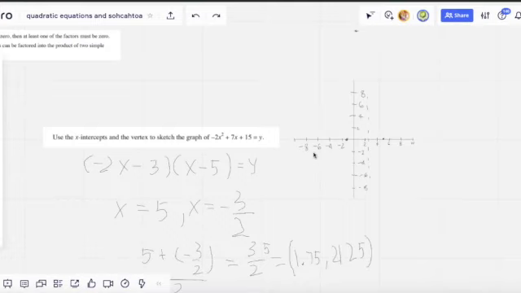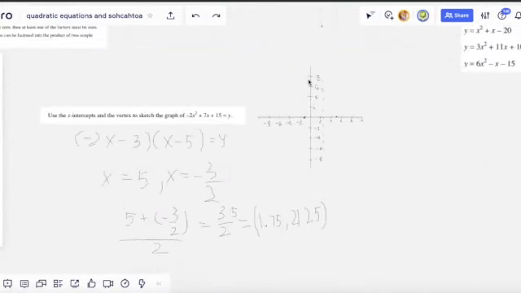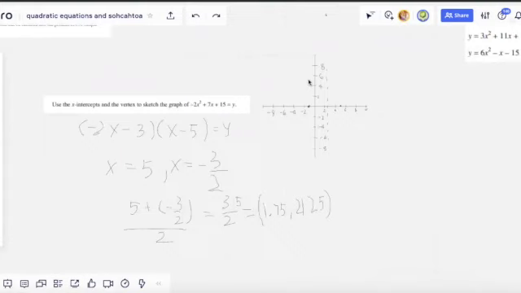And we know that the graph has to be in the middle. And we know that the graph's going to be facing down because we have the vertex above the x-intercept, so it's kind of a bad drawing, but the graph will look something like this. So that's our graph.